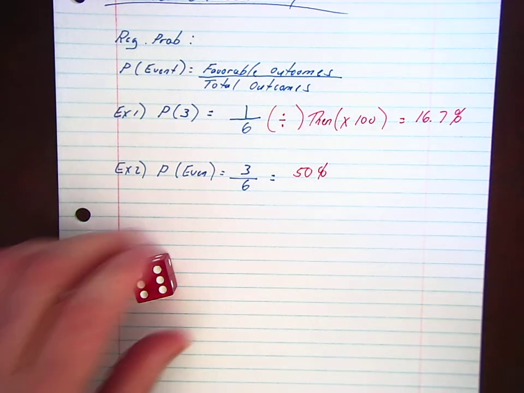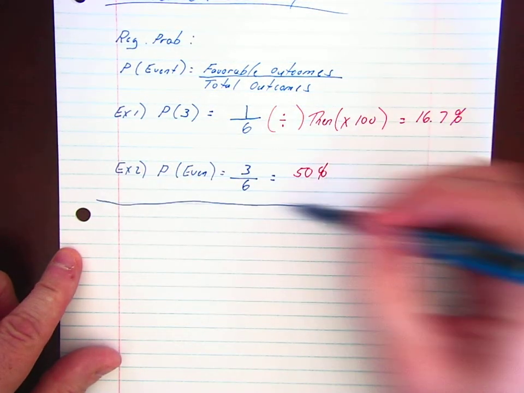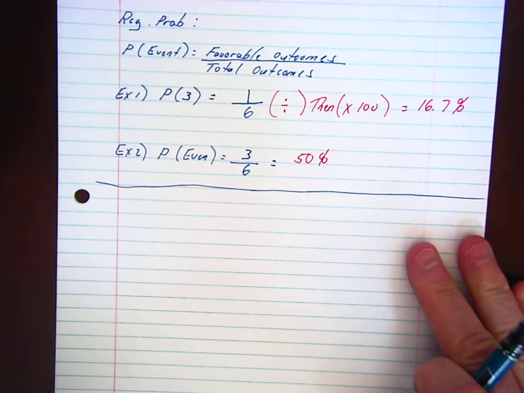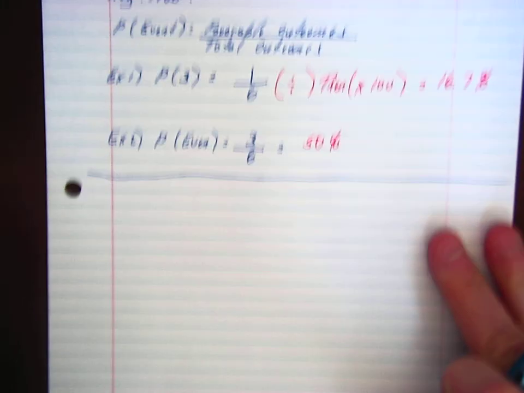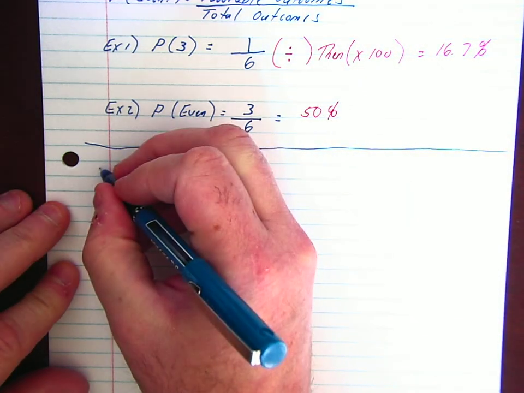Now let's talk about geometric probability. So here's what I've got going on here. I'm going to use an example I think you'll understand, because you've probably seen it before.